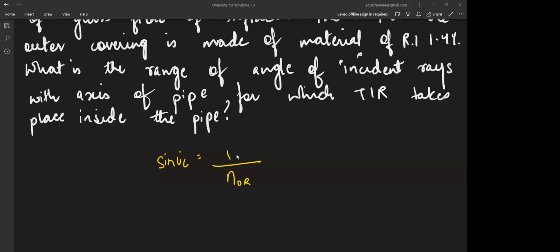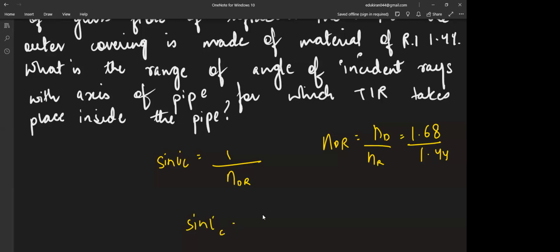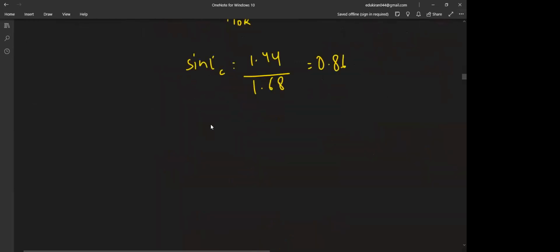Now see, if we write like this, what is NDR? ND divided by NR, correct? 1.68 divided by 1.44. Fine. Now sin IC will be equal to 1 by NDR, meaning 1.44 divided by 1.68. Correct? Now class, when you solve this, it will be equal to 0.86. Alright, this is equal to 0.86.